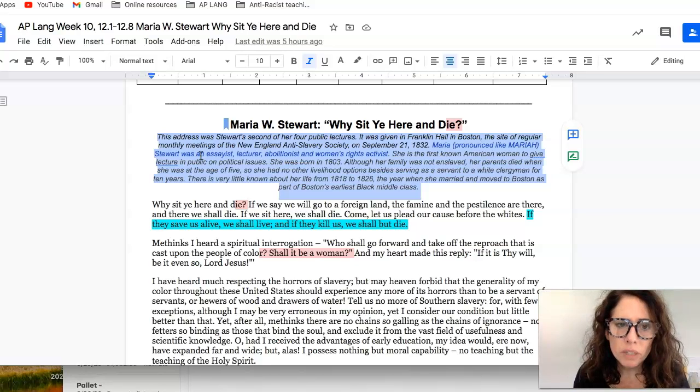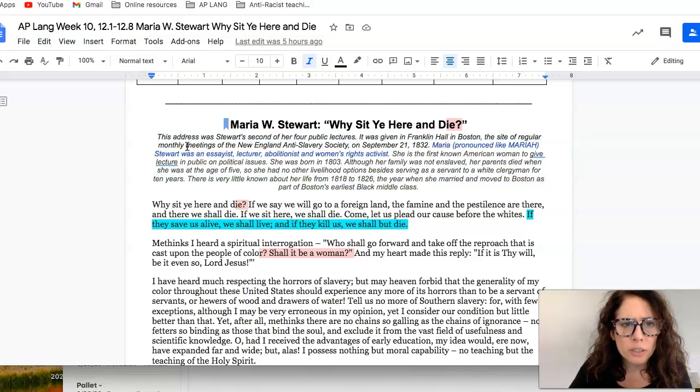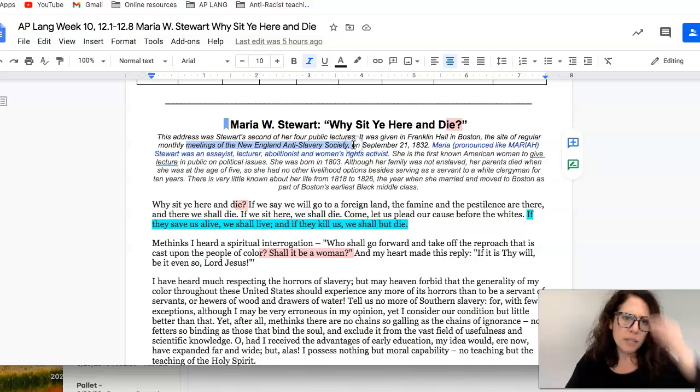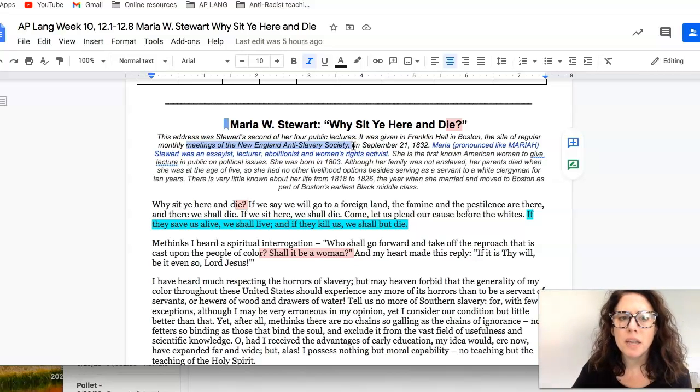So she is breaking a lot of social codes back then. And so it's 1832. This is super important. Where is she giving her speech? It is at the New England Anti-Slavery Society. And I also noticed that they call her, in addition to essayist and lecturer, an abolitionist.